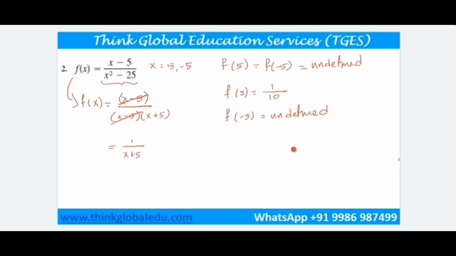Getting into the limit, limit as x approaches 5 of f of x exists and is equal to 1 over 10. But what happens if the limit as x approaches -5 is to be found? That is not possible, which means it does not exist. So the problem caused by x equal to 5 is removed after the factorization, which makes x equal to 5 a removable discontinuity for this function.